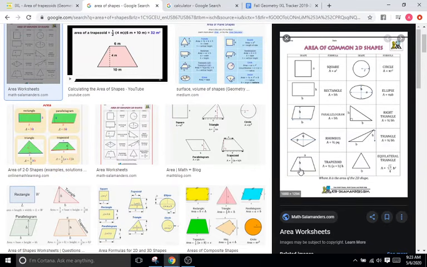Okay, and again, like I've said for the other videos, if you ever need a formula, I just Googled area of shapes and all these worksheets came up. So the internet is a wonderful resource if you're looking for a formula or some kind of information like that. So we'll use that. We'll come over here.